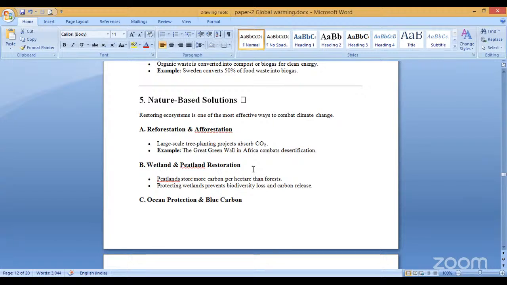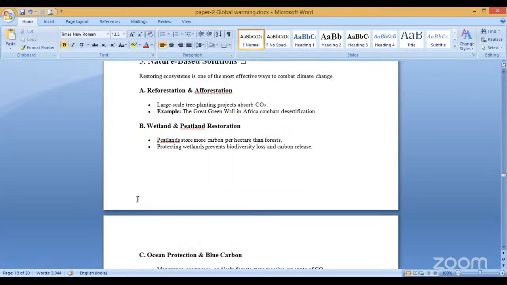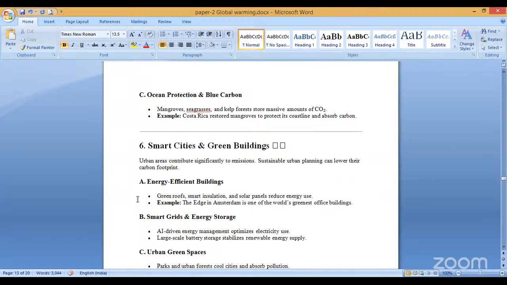Ocean protection and blue carbon: mangroves, seagrasses, and peat forests store massive amounts of carbon dioxide. Costa Rica restored its mangroves to protect its coastlines and absorb carbon.